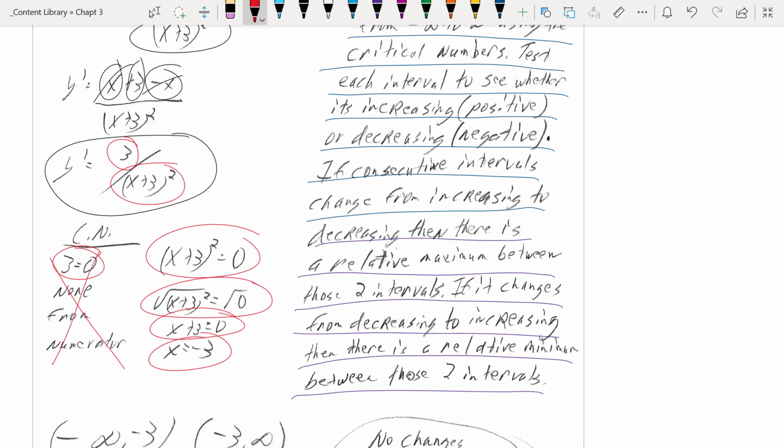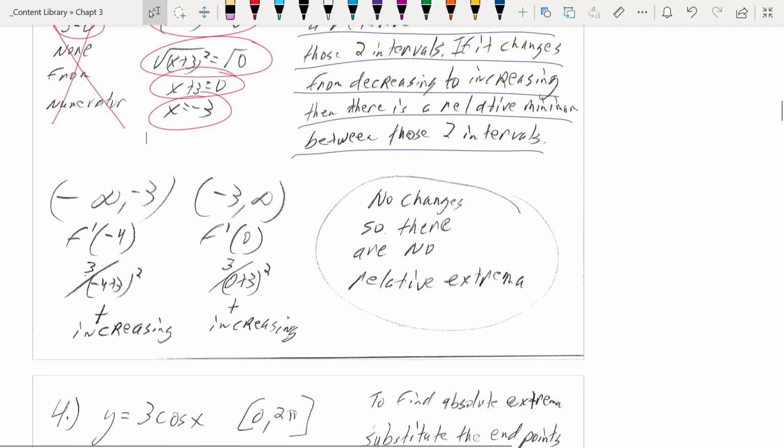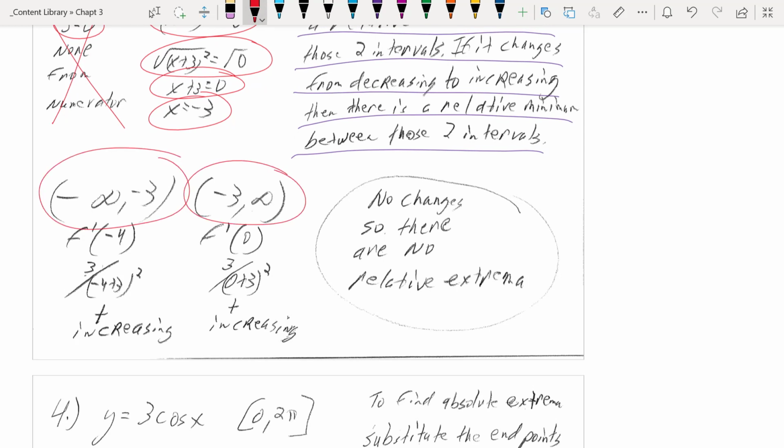So setting up my interval from negative infinity to infinity, I'm using my two critical numbers right here. I'm going to go from negative infinity to negative 3 and negative 3 to infinity. I choose my test points inside those intervals. So between negative infinity and negative 3 is a negative 4.